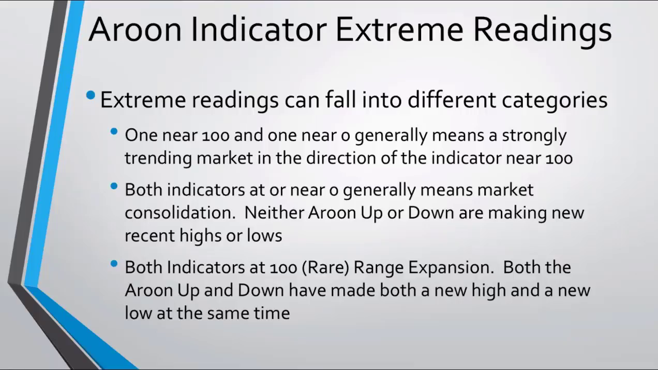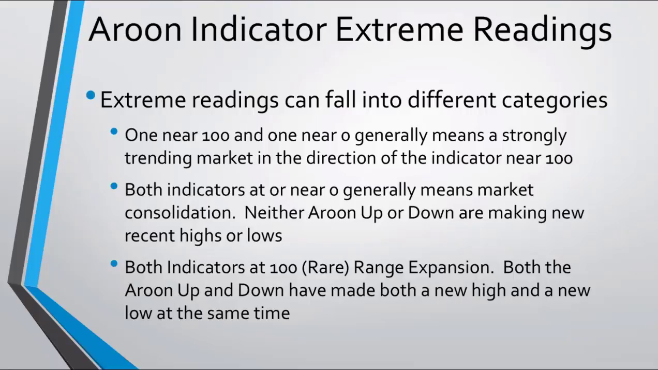The first one is where one is near 100 and the other is near 0. Generally that means a strong trending market in the direction of the indicator near 100. So if Aroon up is near 100 and Aroon down is closer to 0, it's going to indicate an uptrend, and the opposite for a downtrend. If both indicators are at or near 0, it generally means the market is in consolidation because it's not making new highs or lows, so it keeps consolidating and compressing.